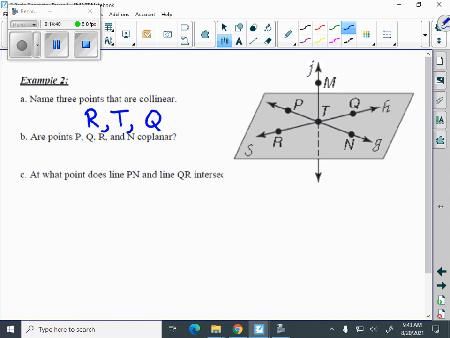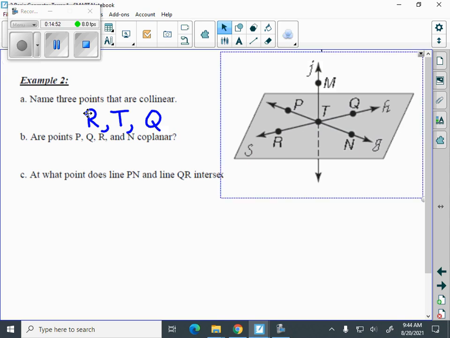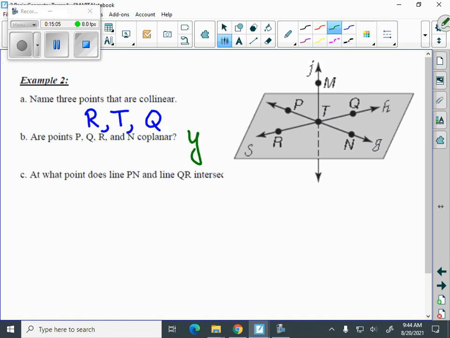Letter B. Are points P, Q, R, and N coplanar? Well, let's look at where they are. P, Q, P, Q, R, and N. Are they all in the same plane? Yes. They're all in the same plane.